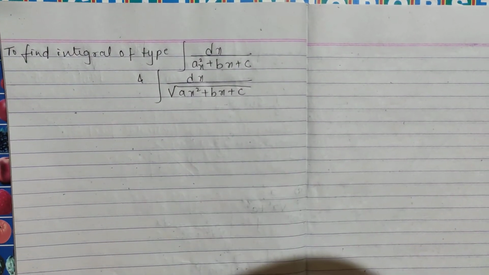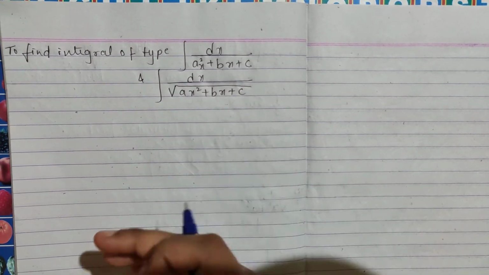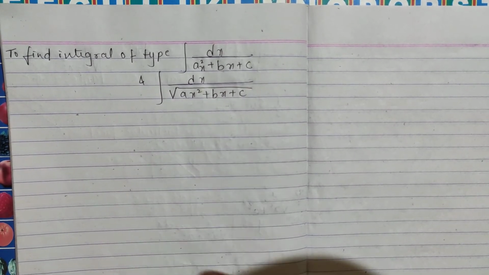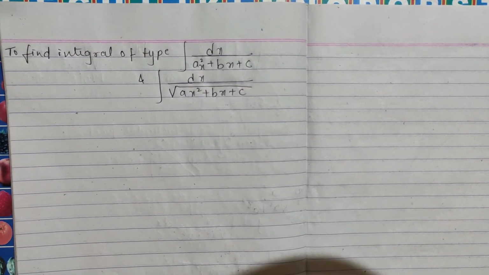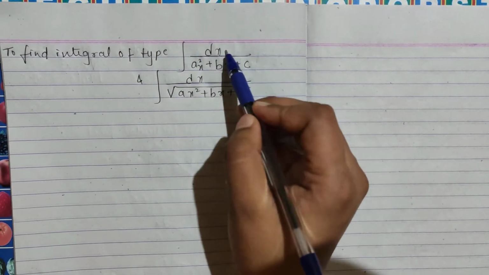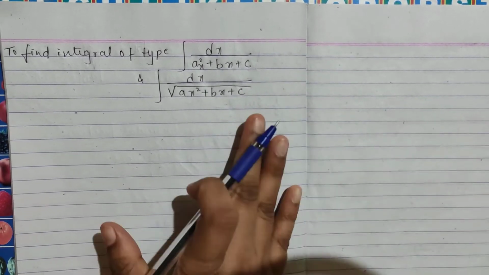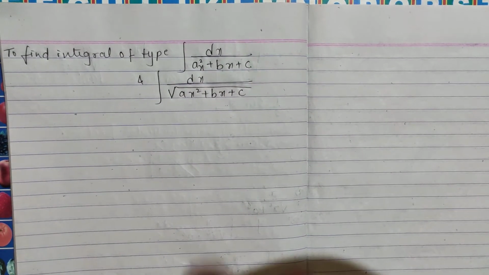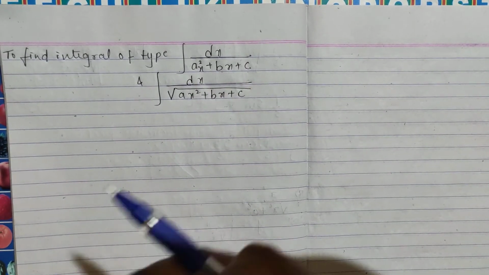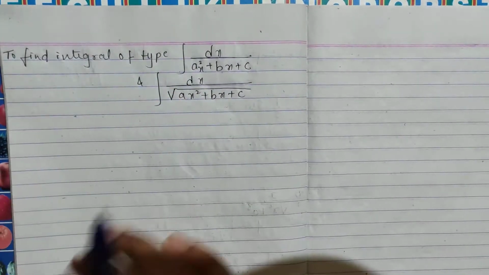So see, up to the 9th question you were directly applying your formula just by doing some substitution. Now from your 10th question there are some different types. If it is of the type dx by ax square plus bx plus c, or the same with the root, then you have to make this quadratic expression a complete square, then apply the standard formulas.